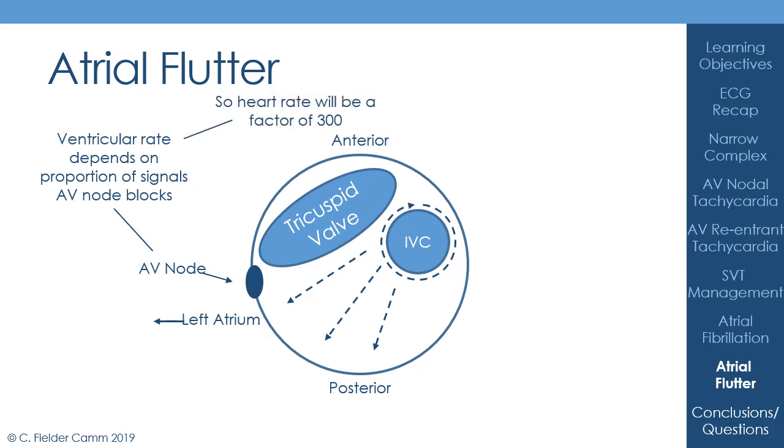So because it's a degree of AV nodal block, it's receiving 300 signals a minute. And so the heart rate will be a factor of 300. So if it's letting through every other signal, then the heart rate will be 150. If it's letting through 1 in 3, then the heart rate will be 100. Letting through 1 in 4, 75, and so on. So that's useful to remember, that if it looks like it's a factor of 300, you may well be seeing atrial flutter.